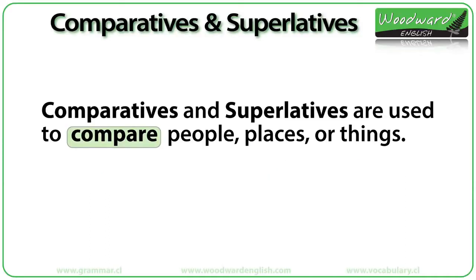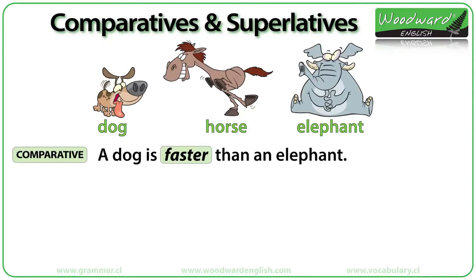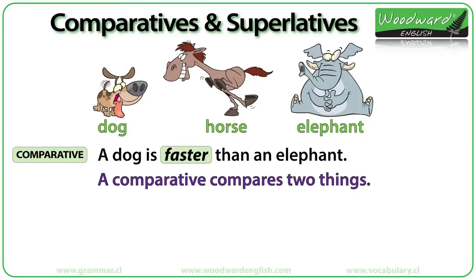Comparatives and superlatives are used to compare people, places, or things. Here we have 3 animals: a dog, a horse, and an elephant. How can we compare these 3 animals? Let's compare the dog and the elephant with the adjective fast. We say a dog is faster than an elephant. Faster is a comparative. A comparative compares 2 things, in this case a dog and an elephant.